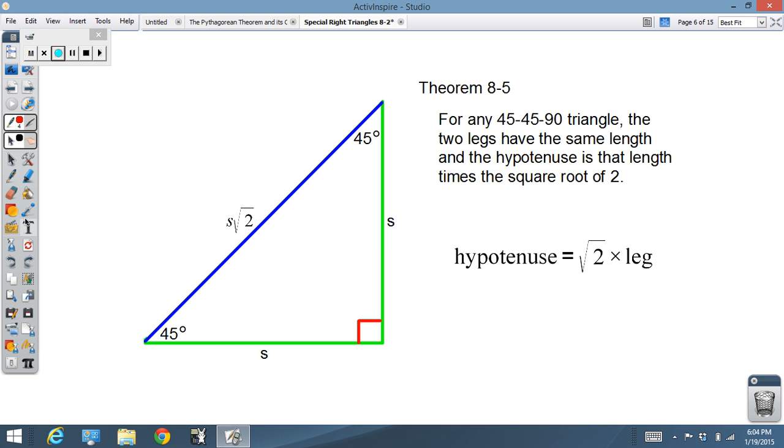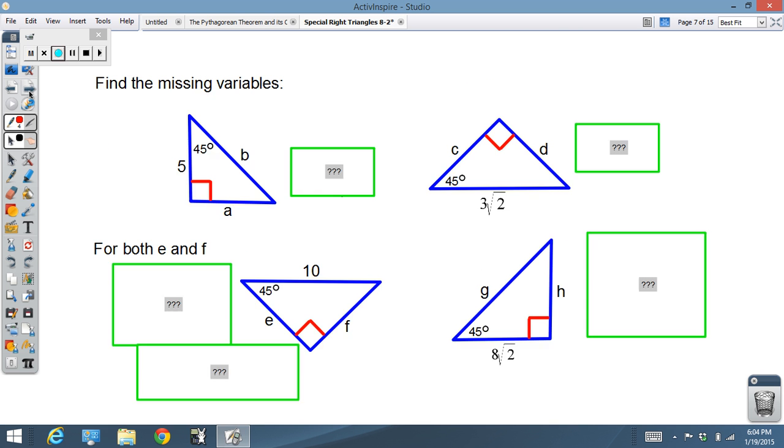For any 45, 45, 90 triangle, the two legs have the same length, and the hypotenuse is that length times the square root of 2. So the two legs would have whatever same length it is, and the hypotenuse is S times the square root of 2. Nice and simple. It's going to happen that way for every 45, 45, 90 triangle. So what do we do with it? We use it to find answers to problems.